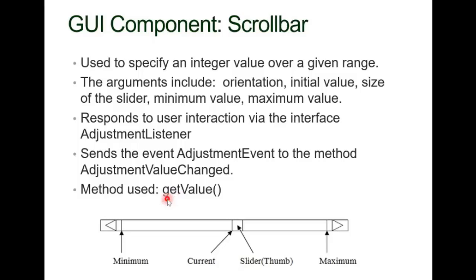Here they use getValue. This is the minimum value, this is the maximum value, this is the current location of the slider, and this is the slider thumb, the size of the slider. Okay. Next.